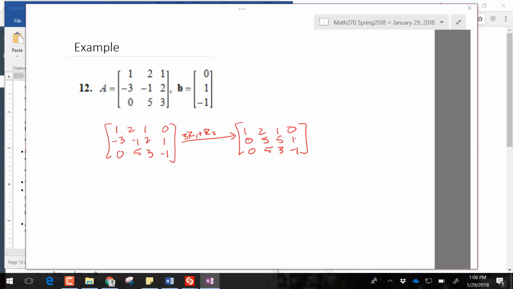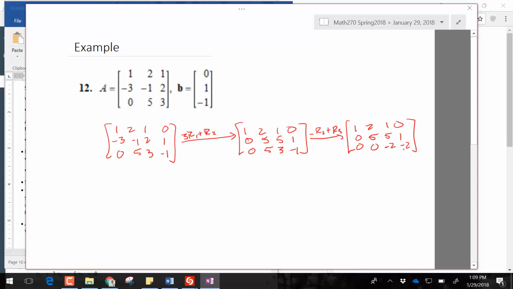Okay, so now I could just multiply row 2 by -1 and add that to row 3, and that would get rid of that 5. So I would have 1, 2, 1, 0, 0, 5, 5, 1, and 0, 0, and then 5 times -1 is -5, plus 3 is -2, and -1, -1, -2.